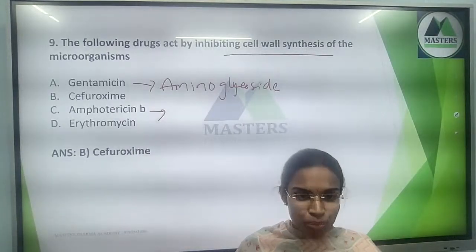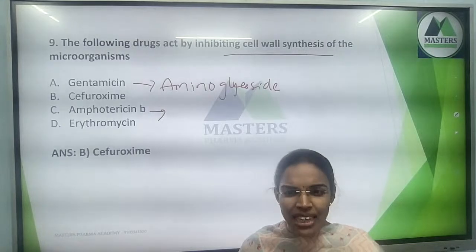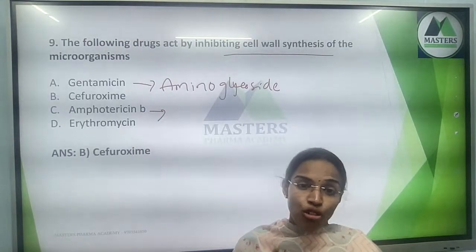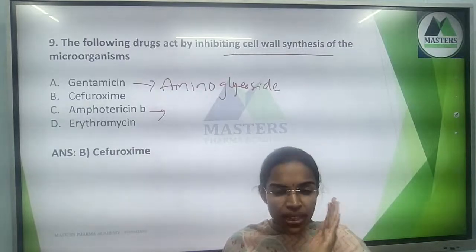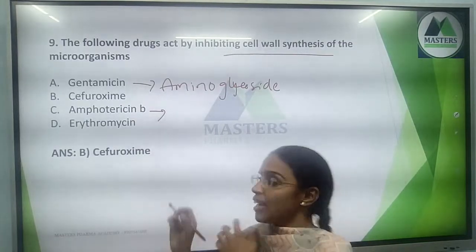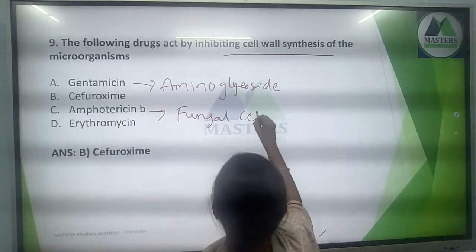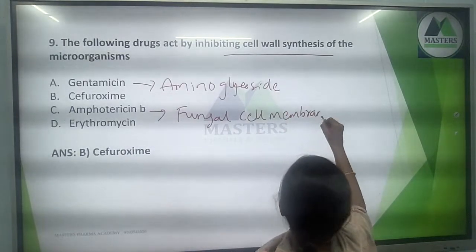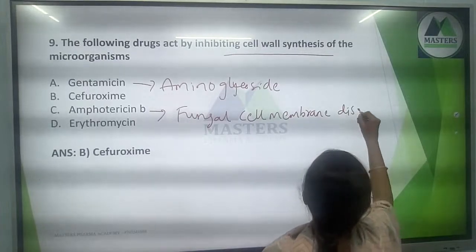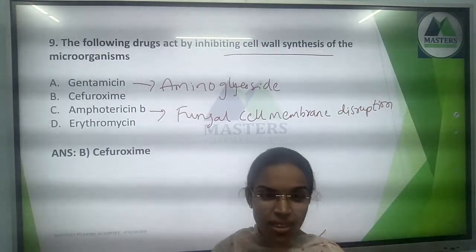How does amphotericin B act? It acts by disruption of the fungal cell membrane. It is an antifungal agent. It acts by disrupting the fungal cell membrane. Fungal cell membrane disruption. Okay.